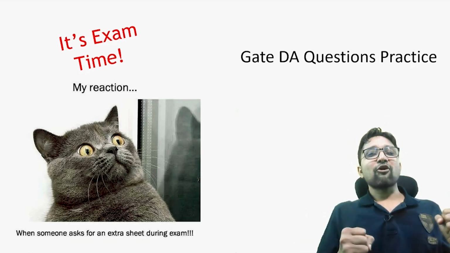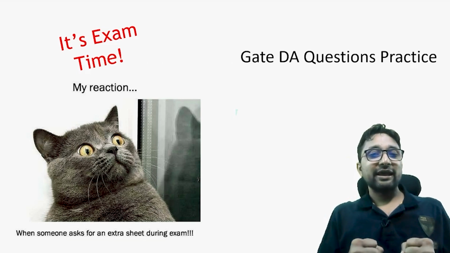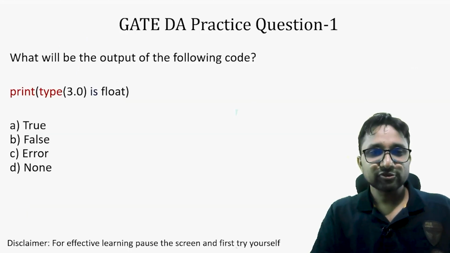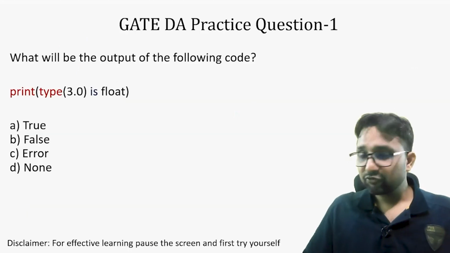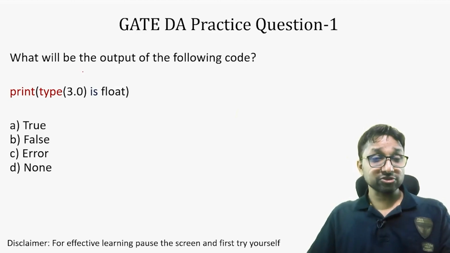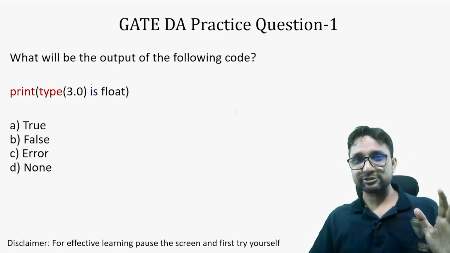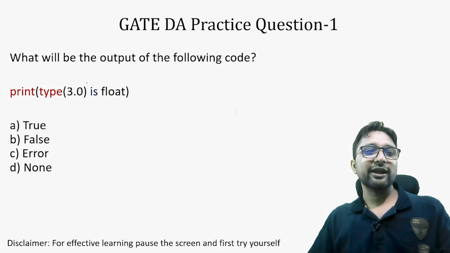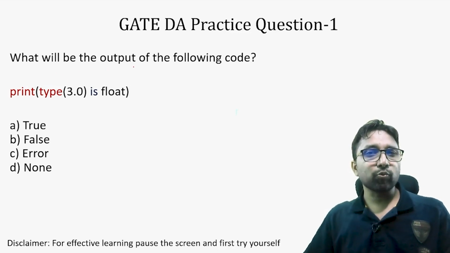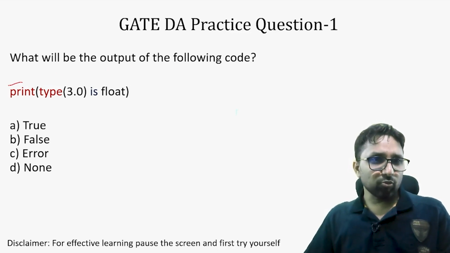Let's solve some of the GATE DA practice questions. So let's start with the first one. Let me read the problem statement. It's better you pause and try these questions yourself, but still, I'm trying it at my end. What will be the output of the following code? What is the output for this code?